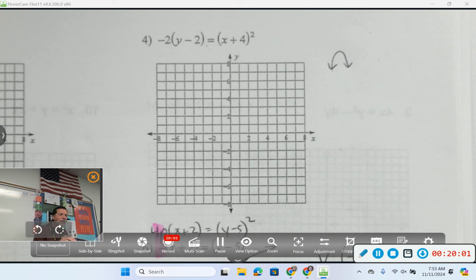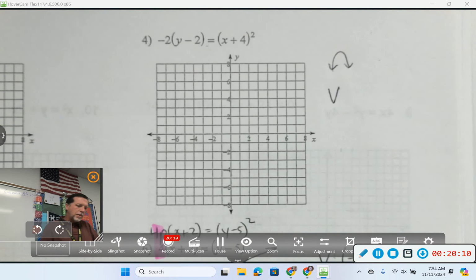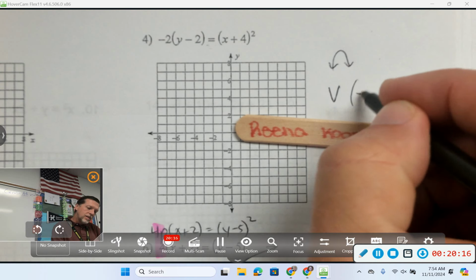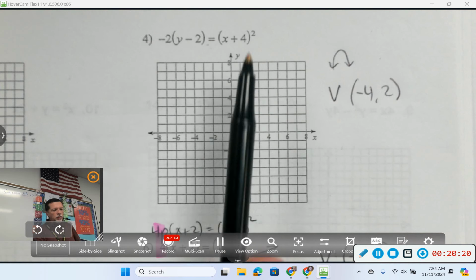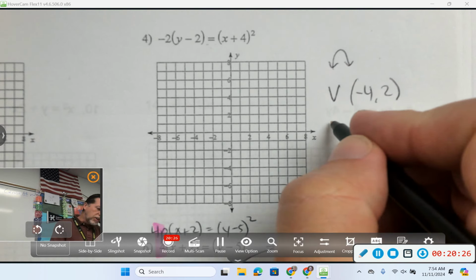Now we're going to dive into the details of where the pieces are, but we don't want to lose sight of the fact that this is a downward parabola. Rena, how about the vertex for this thing? Good. Negative 4, 2. Again, you're thinking, what would zero out my parabola? Because that vertex is sort of the 0 point. So negative 4, 2 would be the vertex.